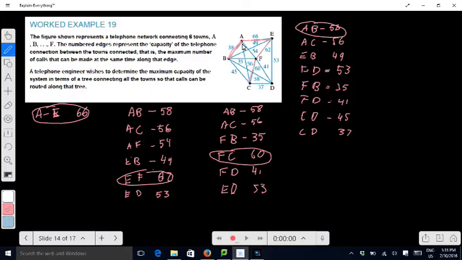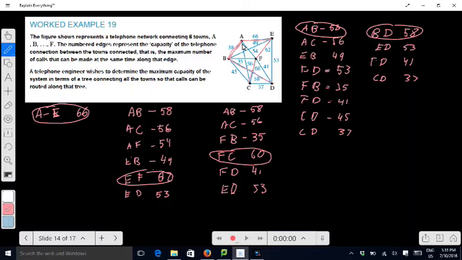And last one is D. So all the vertices connecting to D. So I don't want to go to C, B to D, which looks like a 58. I can't go from A to D. E to D was 53. F to D was 41. And C to D was 37. So I actually want that one there. So final one is that one down there.